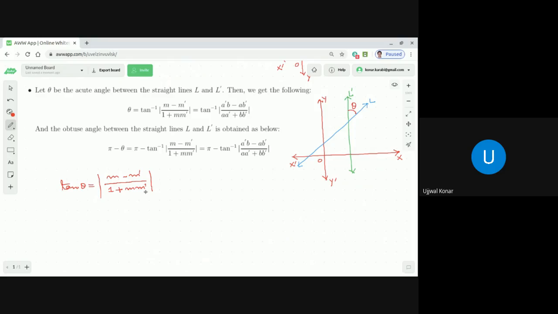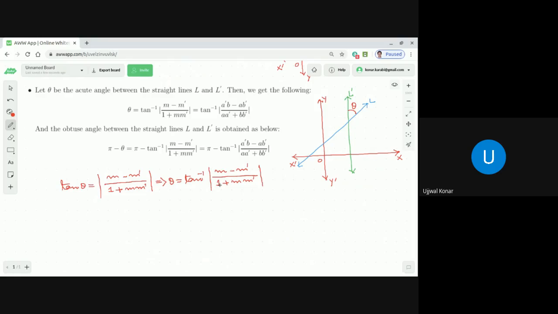And from here only we can find the value of theta. What we can write is that theta is equal to tan inverse of mod of m minus m dash divided by 1 plus m into m dash. Now dear students, you know what is the value of m and m dash? We can find it out, right?